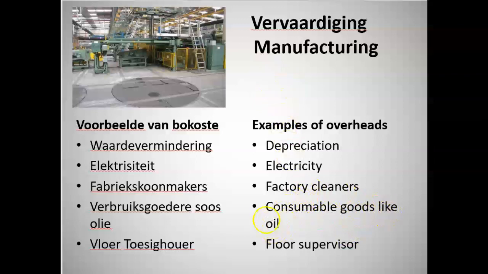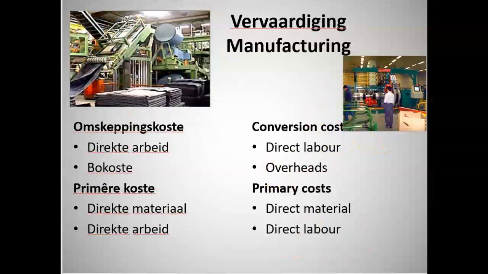Things like consumable goods like oil. I need some oil and lubricants to make these machines run smoothly. So if I need lubricants on a general basis, then that lubricants or oil, whatever, is going to be a part of my overhead cost. Floor supervisor, he's very much needed to make this whole process happen, and therefore his salary and all the costs associated with him will form part of overheads and not part of salaries and wages in the income statement, which is classified as operating expenses.